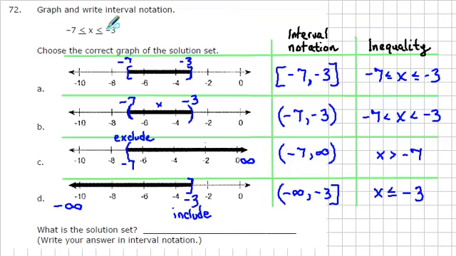So what is the correct graph? Well, we see that A is the correct graph. A represents the inequality -7 is less than or equal to x is less than or equal to -3. What is the solution set? Write your answer in interval notation. Well, we already did that up above. The interval is the interval from -7 to -3, and we use brackets to indicate that the endpoints are included.